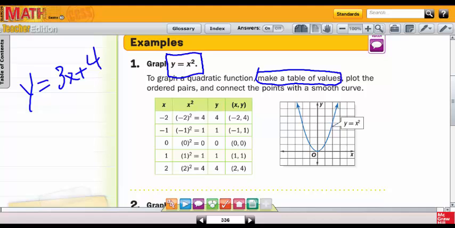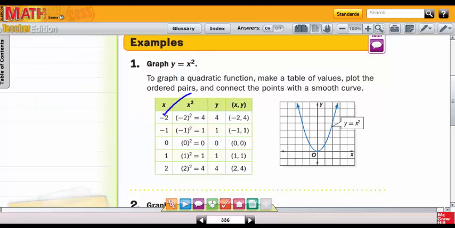You can do the same thing here where you create this line, this graph, by making a table of values. So we put in an input of -2. Well, if x is -2, then x squared would be -2 times -2, which would be +4 for an output. Put an input of -1 in, and you get an output of positive 1. Negative 1 times negative 1 is positive 1. 0 times 0 is 0. 1 times 1 is 1, and 2 times 2 is 4.